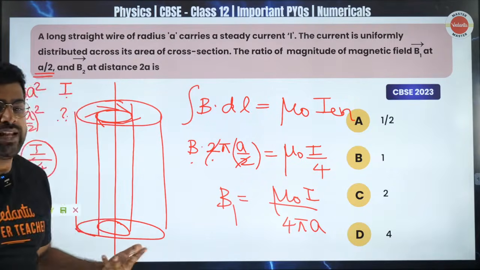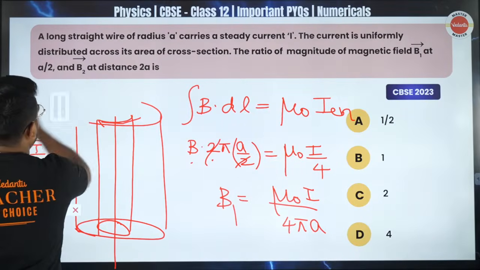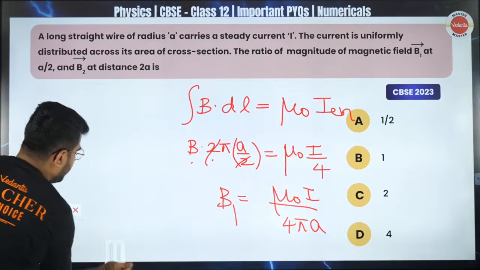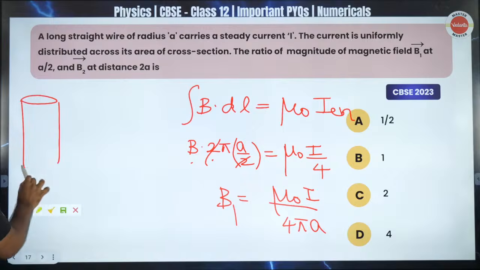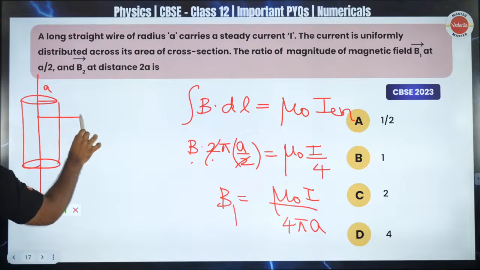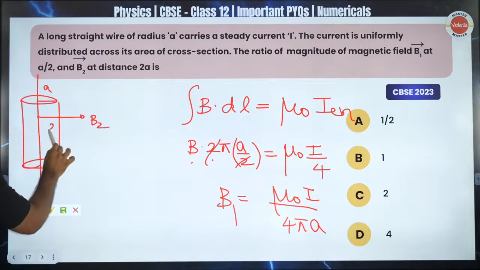Okay. B2 is very easy. Let's find it out. What is B2? B2 is outside the wire. The radius is A, so B2 is at 2A. So I want B2 here, and that distance is 2A.